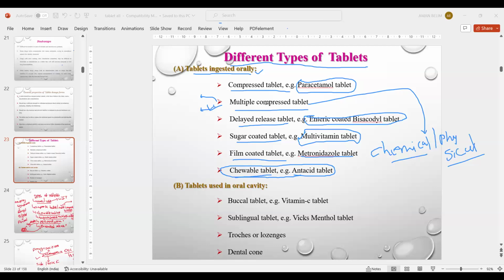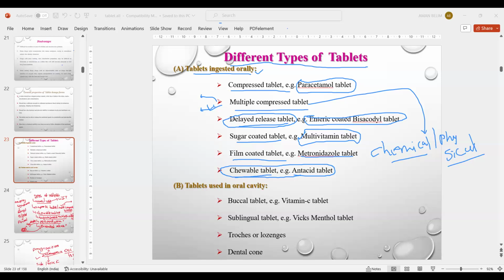Okay, so that is also an example of multi-compressed tablet. Then delayed release tablet, as you know, enteric coated tablets are covered under the delayed release tablet. And what are the other controlled drug delivery examples that we can cover here? Controlled release tablet and sustained release tablet. Can you give me a definition in simple words? What is controlled release tablet and what is sustained release tablet, and what is the difference between these two?